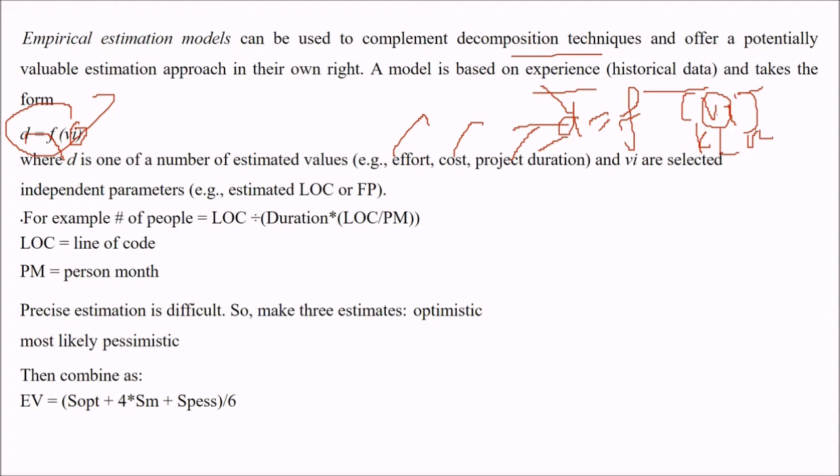For example, for the number of people, we can have lines of code divided by duration, that is LOC per PM, person-month. So precise estimation is difficult, and you can have three estimates: one optimistic, one most likely, and one pessimistic. These can be combined. This is how we can evaluate it: (S_opt + 4 S_m + S_pess) / 6. This is optimistic, this is most likely, and this is pessimistic.